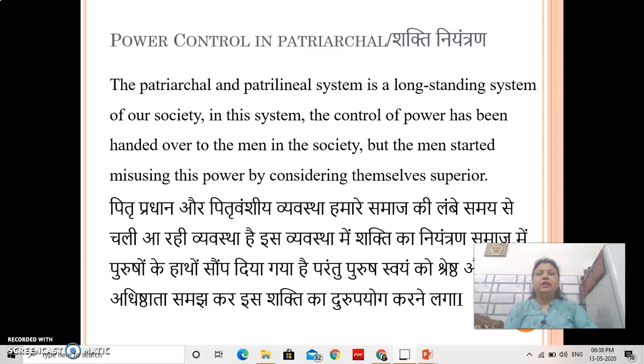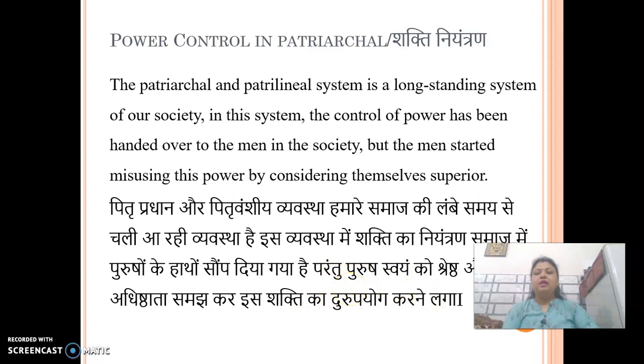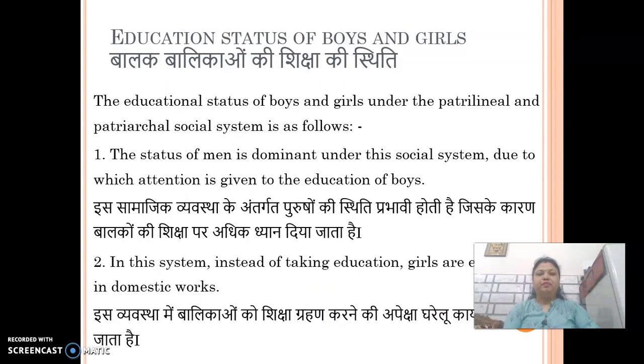Power control in the patriarchal system. The patriarchal and patrilineal system is a long-standing system of our society, and in this system, the control of power has been handed over to the man in the society. But the men started misusing this power by considering themselves superior to the females.